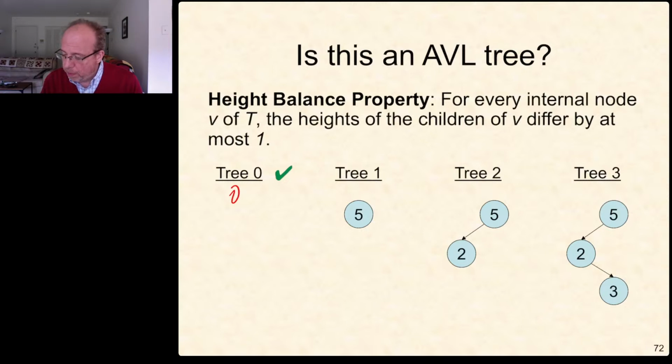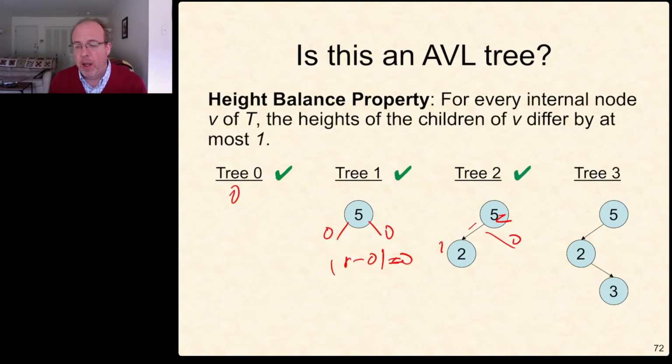For tree 1, well, the height of the left subtree is 0, the height of the right subtree is 0, 0 minus 0, absolute value is equal to 0, 0 is less than 1, so that one's good. Tree 2, the height of the 2 is 1, the height of the right subtree is 0, max of 1 and 0 is 1, the height of 5 is 2. These two differ only by 1, so that tree is an AVL tree.